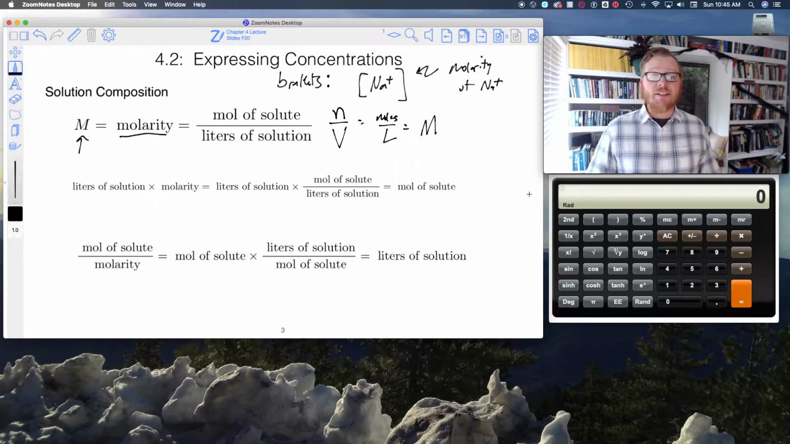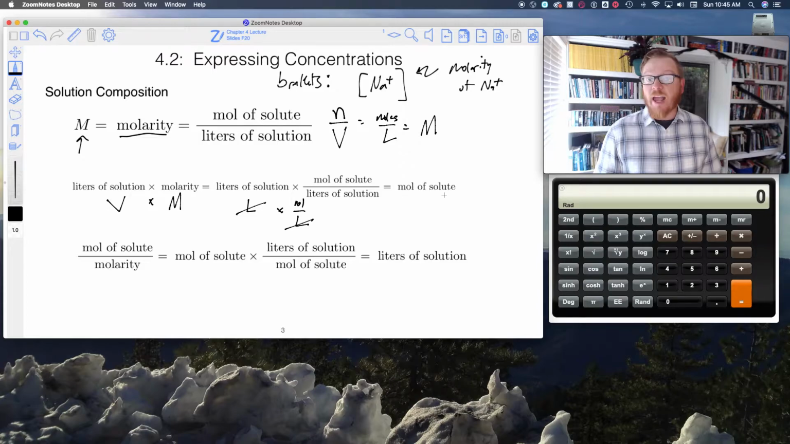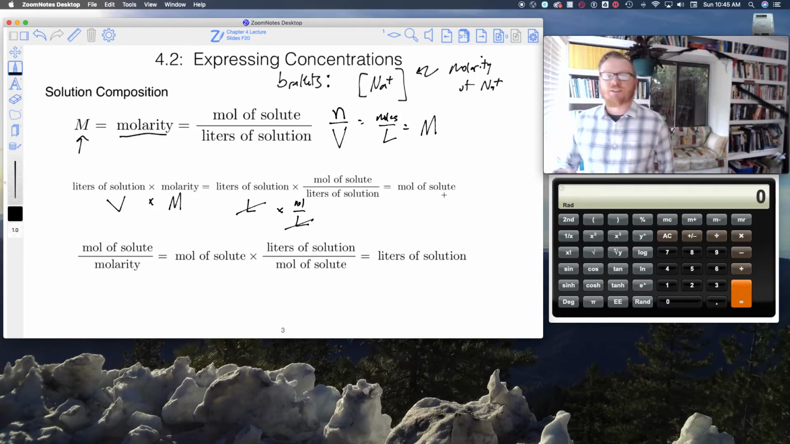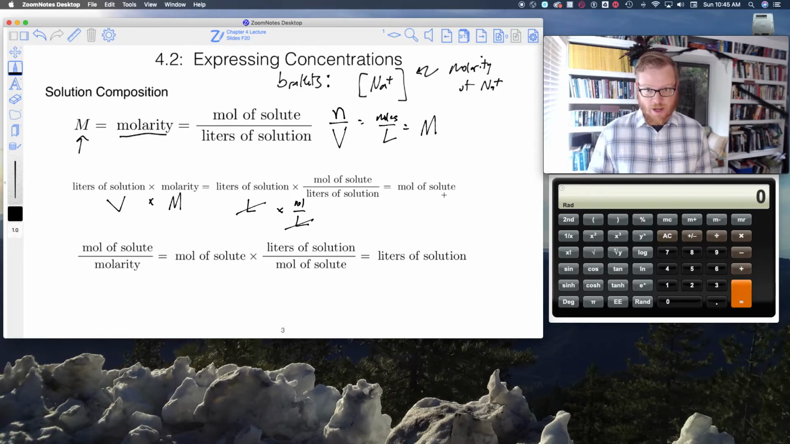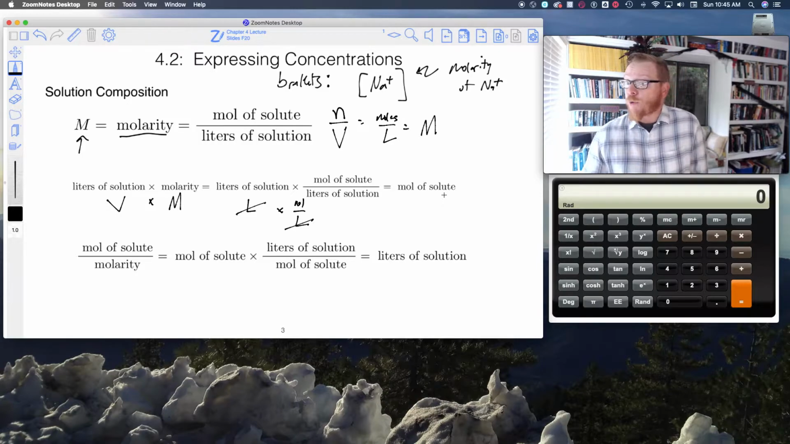We can do dimensional analysis or stoichiometry on our definition of molarity. For example, suppose I take V, the liters of solution, times capital M, the molarity. V is liters of solution, and molarity is the same thing as moles per liter. So the liter and the liter cancel, and you're just left with moles, specifically the moles of the solute. That could be the sodium or the chloride or both.